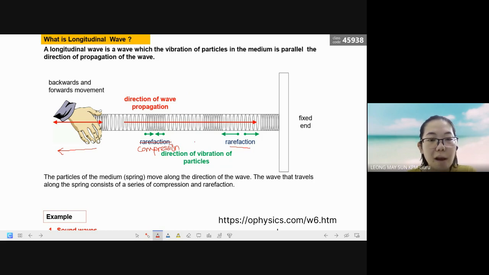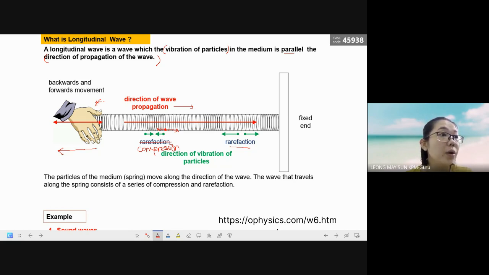So this compression and rarefaction will move from the source of the vibration, which is the hand location, all the way towards the other end, which is a fixed end. So the direction of the wave propagation is on the x-axis, and the particles, if tied at one position, will move front and back as well, so it is also on the x-axis. So longitudinal wave is whereby the vibration of the particles in the medium is parallel to the direction of the propagation of the wave. Which means both are on the x-axis, or both on the y-axis. They are parallel to each other. An example of that would be sound wave.